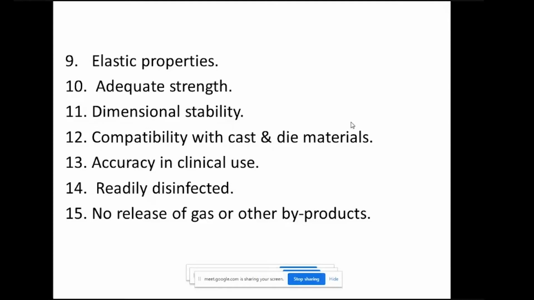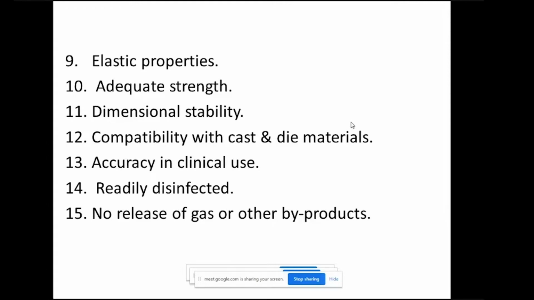Some impression materials contain the disinfectant material, so they do not need disinfection. Number 15, not release gas or other byproducts. If you release the gas, it means it's not accurate.